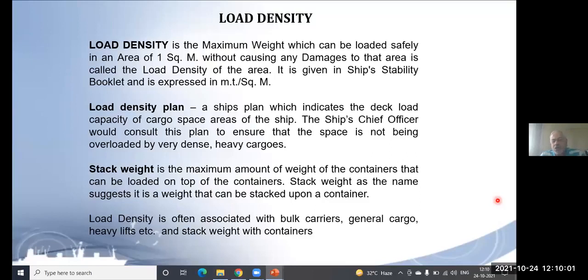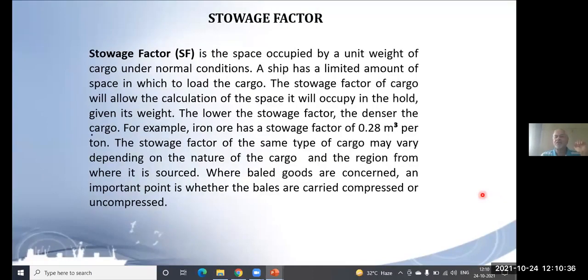On containers, containers are boxes. The other day we saw match boxes or Legos kept one on top of the other, where the stack weight matters. So how many containers you can load one above the other, whether 9 containers can go, whether 10 containers can go. The stack weight term is mostly used on container ships. That also has to be seen and taken care of. So let's see further now.